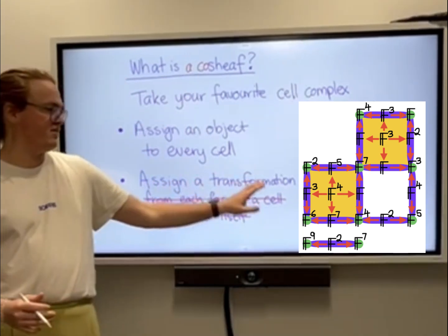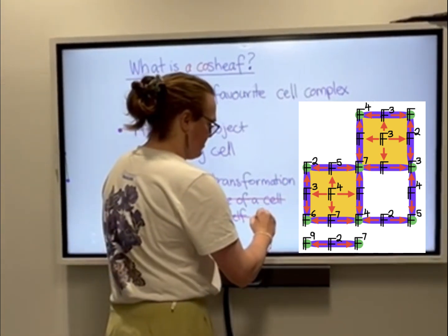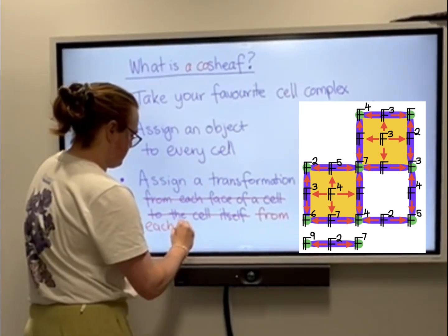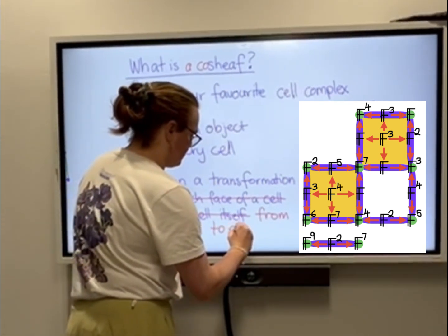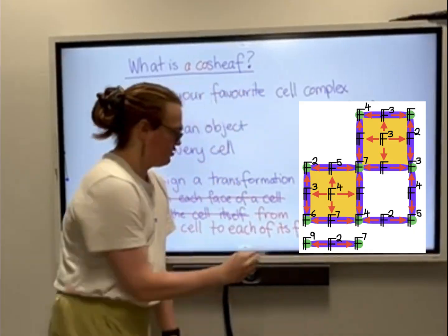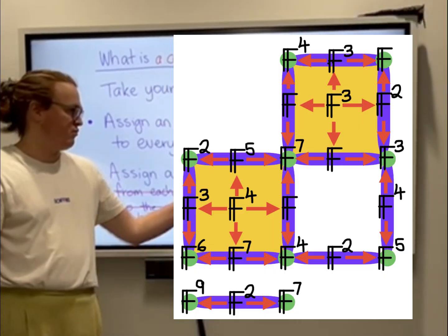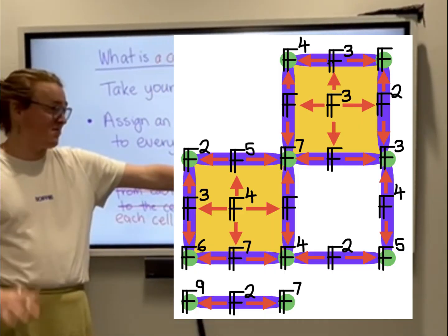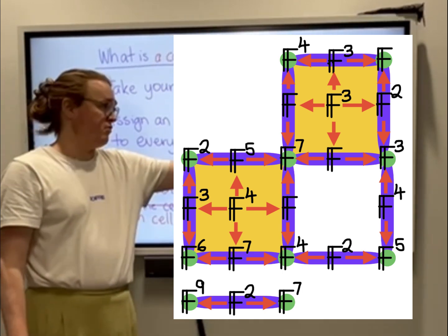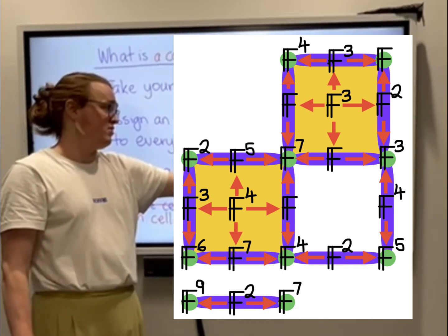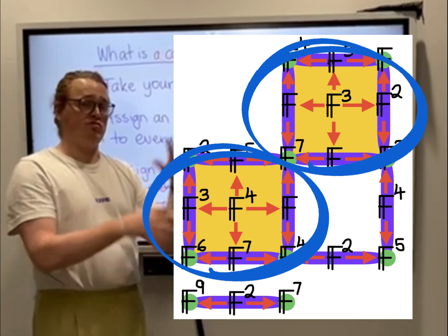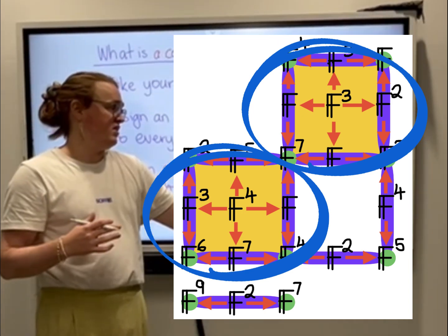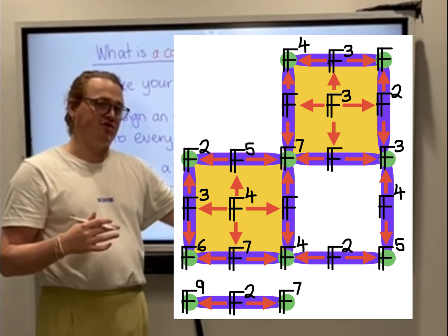So we assign a transformation from each cell to each of its faces. Okay, so when I have a co-sheaf, I have exactly the same thing, except now my maps go from higher dimensions down to lower dimensions. So from every 2 cell to its boundary edges, and from every edge to its boundary vertices.